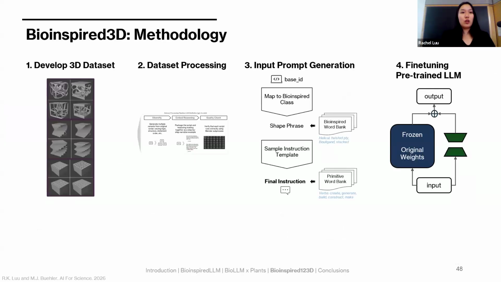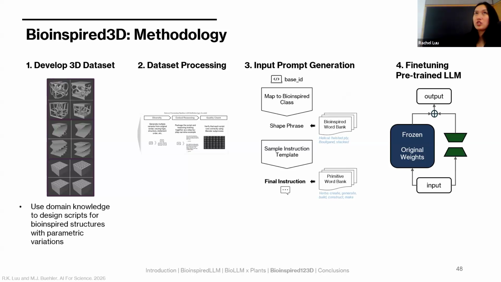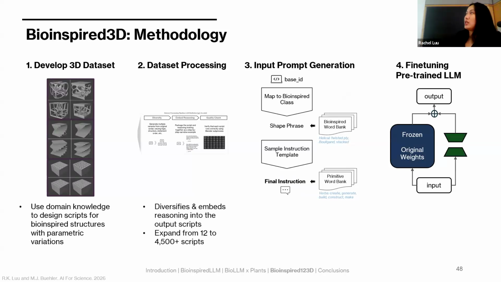So again, here's the overall methodology. The first step was developing that 3D data set using our domain knowledge. The next step was to diversify and embed reasoning into all output scripts. And when we do this, we expand our data set from about 12 to 4.5K scripts. The next step was to create natural language input prompts. We do this in a Mad Lib style game where there are word banks and instruction templates to generate how a user or human might ask for a 3D structure.